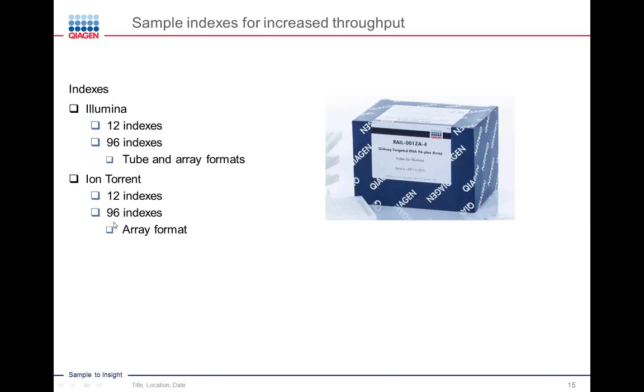The IonTorrent indexes also come in 12 or 96 indexes, and the 96 indexes for IonTorrent come in only an array format, simply because if we were to offer a tube format, this would end up being 96 different tubes, which is very cumbersome to use. So instead of 96 different tubes, we've generated only the array format for the 96 indexes on IonTorrent. But again, these give you the flexibility to multiplex either up to 12 or up to 96 samples. Again, this decreases the cost associated with each one of these samples that you want to run.